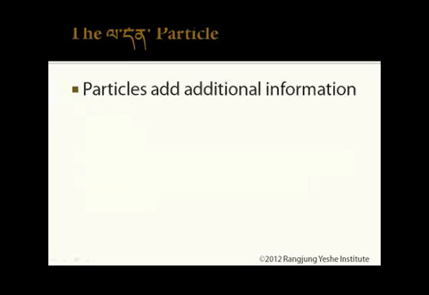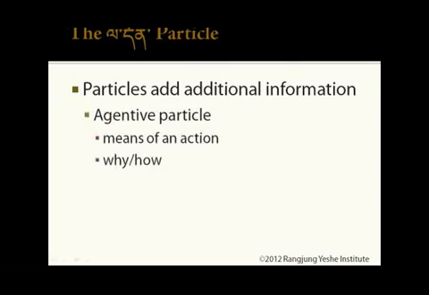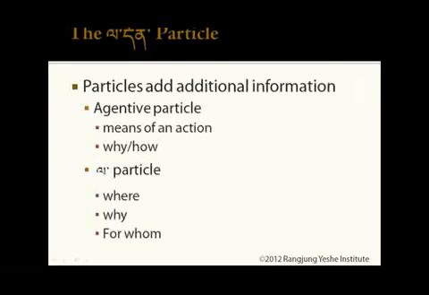In addition to these basic sentence structures, additional information can be added through the use of additional particles. We've already seen a few of these. The agentive particle can show the means by which something happens, or why or how something happens. The la particle can show where something happens, why something happens, for whom something happens, and so on. Now we're going to get into the specifics of some of these particles that are used to add more information.